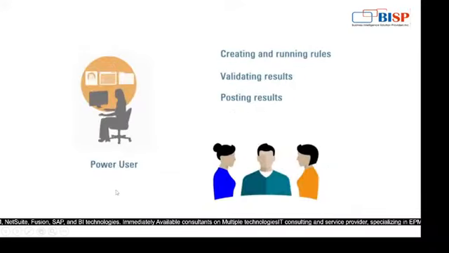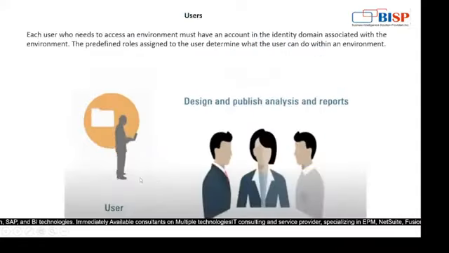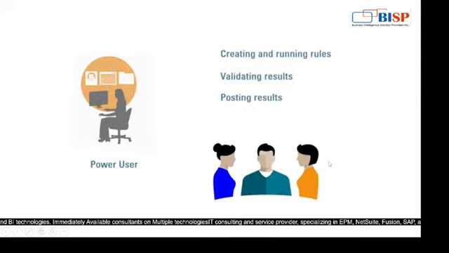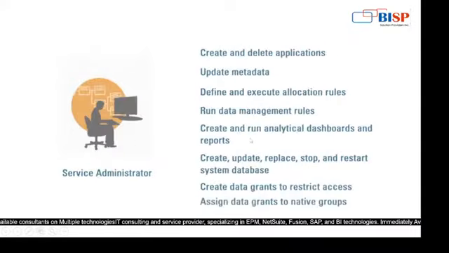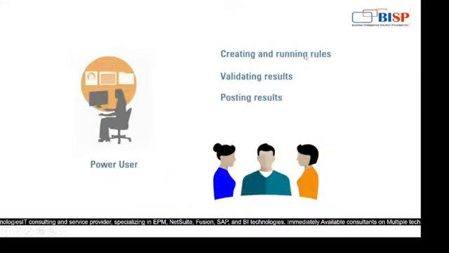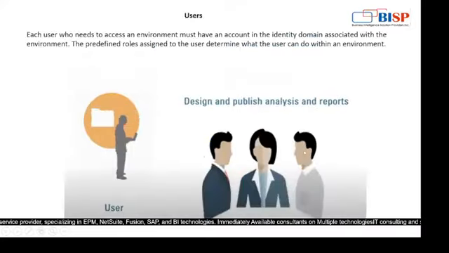Then the second one in the hierarchy is the power user. After the service administrator, the second level is the power user. The power user can create and run rules, validate results, and post results. Once the application gets created, the metadata is updated, and the allocation rules are defined and executed, creating and running rules is part of the power user's work as well. He can even validate the results and post the results.